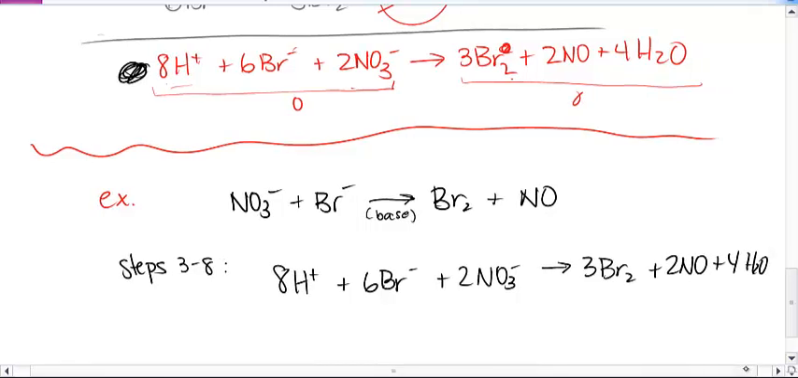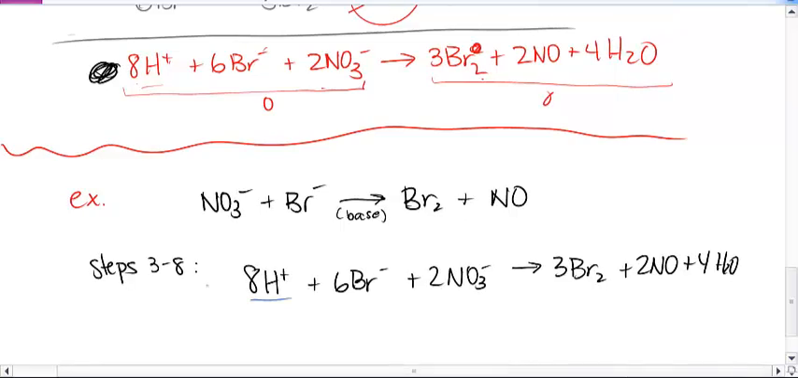So the base step says, if in a base, we're going to add enough OH- to cancel the H+. So we have 8 H+. So what we're going to do is add 8 OH- to cancel them, because OH- and H+ make water, and so this becomes 8 water. But if we do it to one side, we have to also do it to the other, so I'm going to add 8 OH- to that side as well.